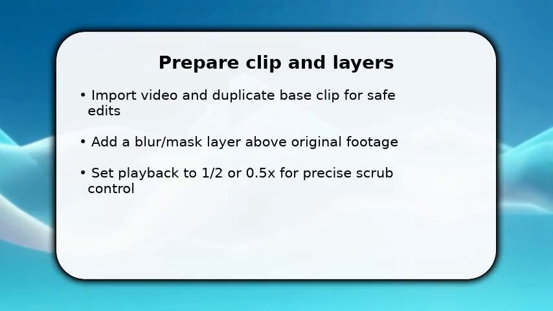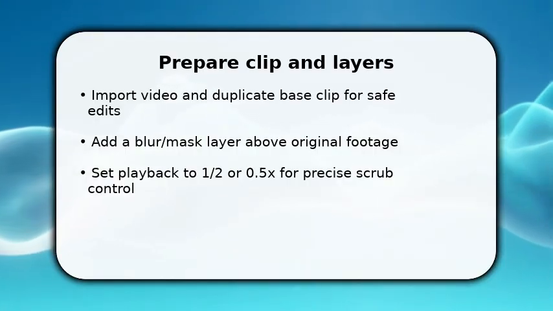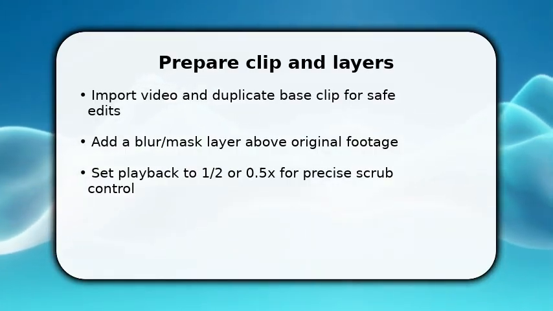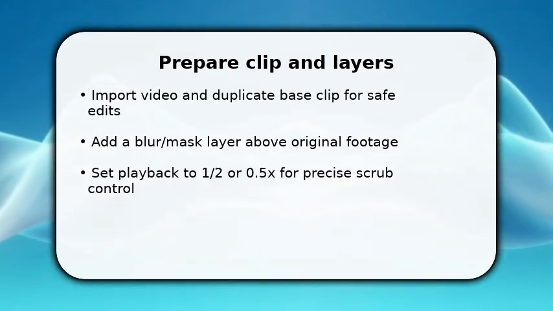Once done, slow playback to 1/2 speed to scrub frame by frame. This makes selecting text frames and positioning masks far more accurate. Make sure to name tracks clearly so you can toggle visibility quickly during later steps.